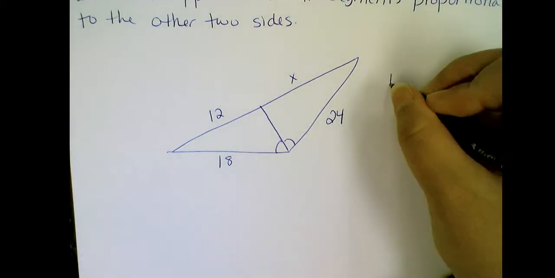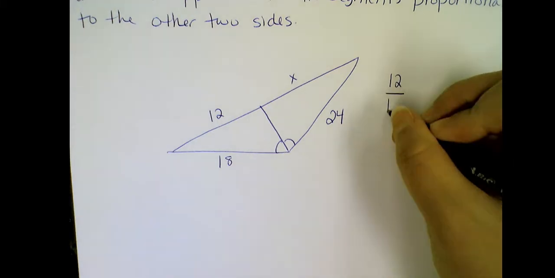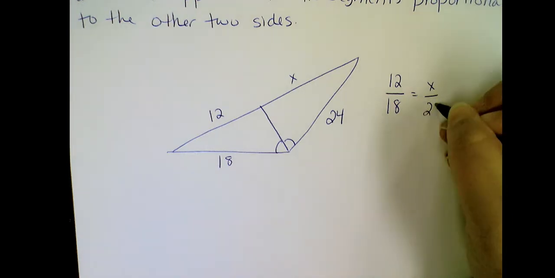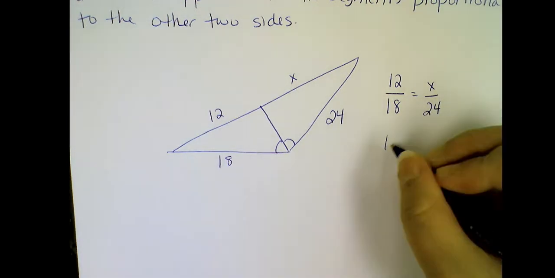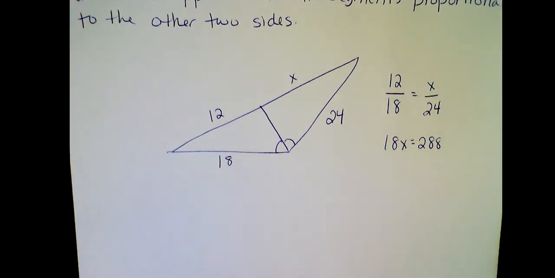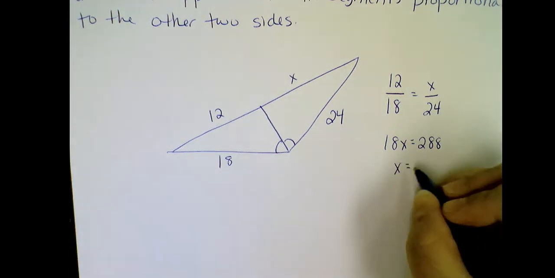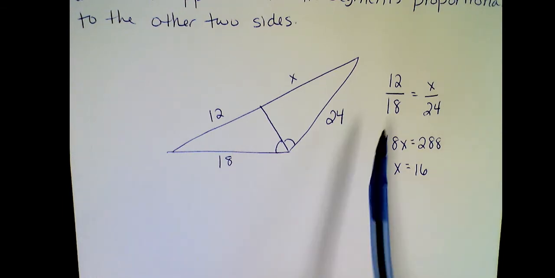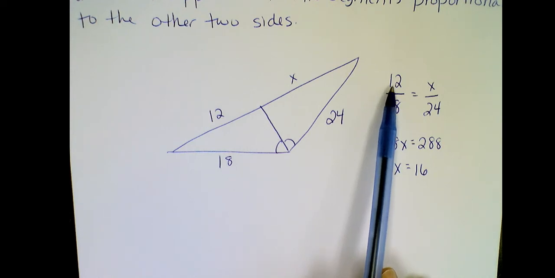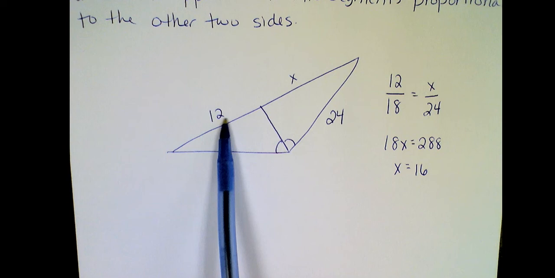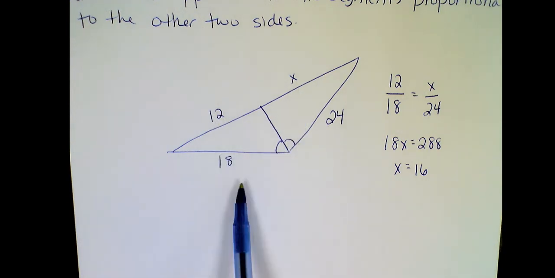So that means we can set up 12 over 18 equals x over 24. And then 18x would equal 288. And then if we divide there, we would get x equals 16. Now again, the properties of proportions say that we could rewrite this as 12 over x equals 18 over 24. We just couldn't go across and do 12 over 24 equals x over 18.